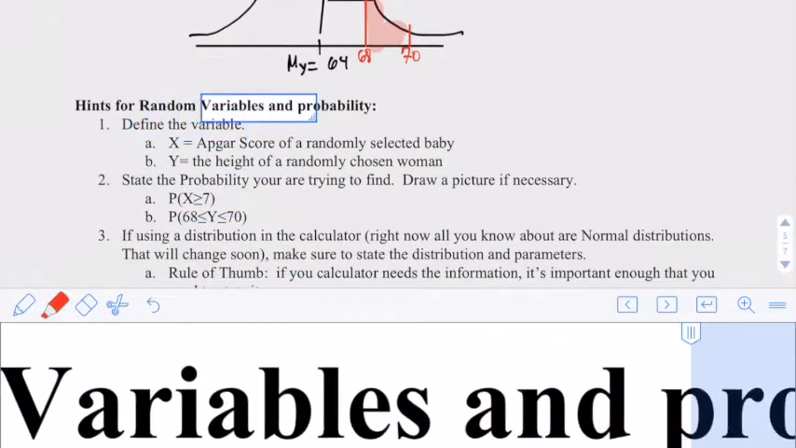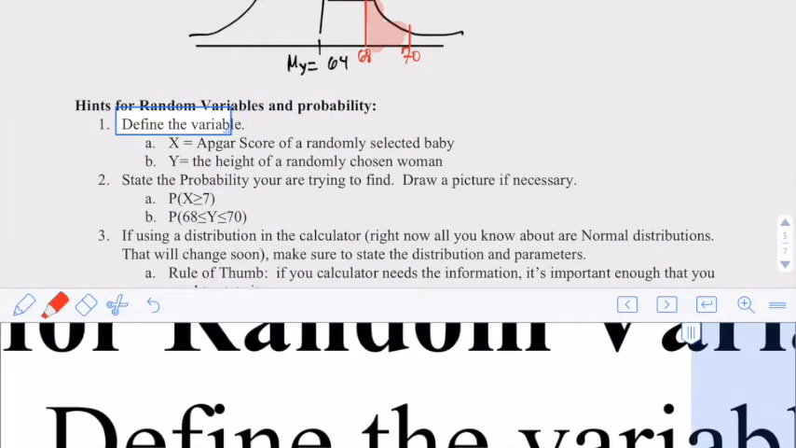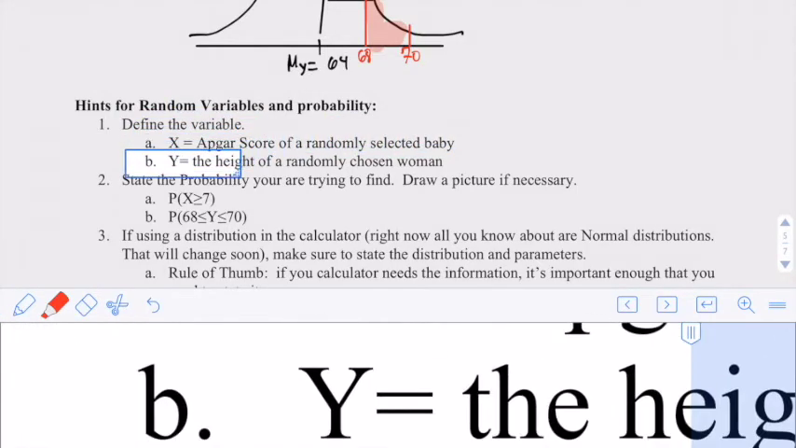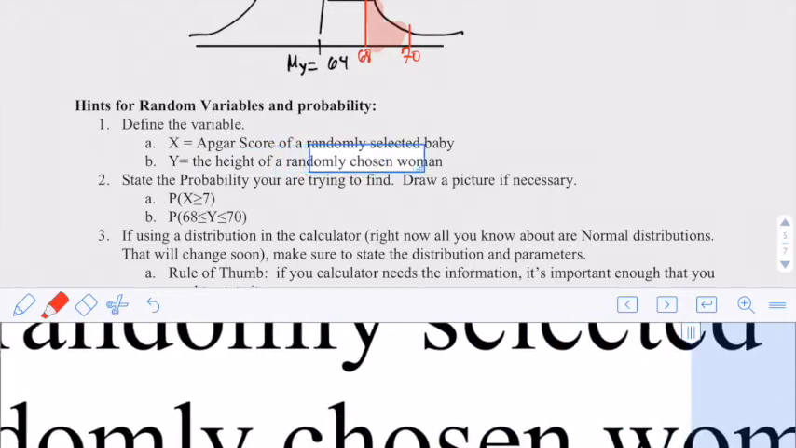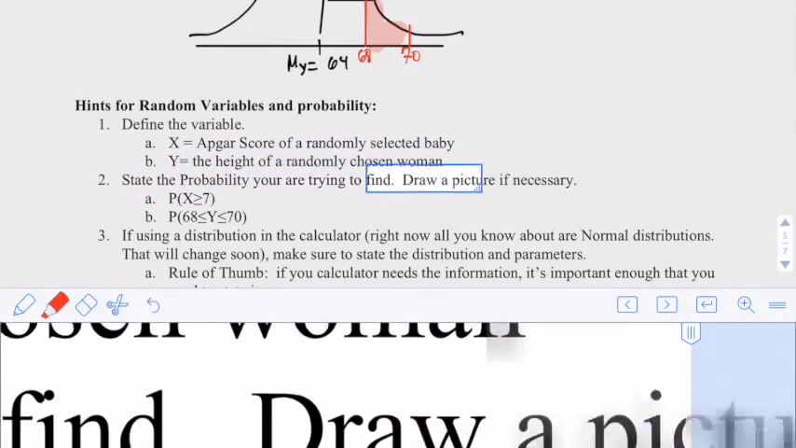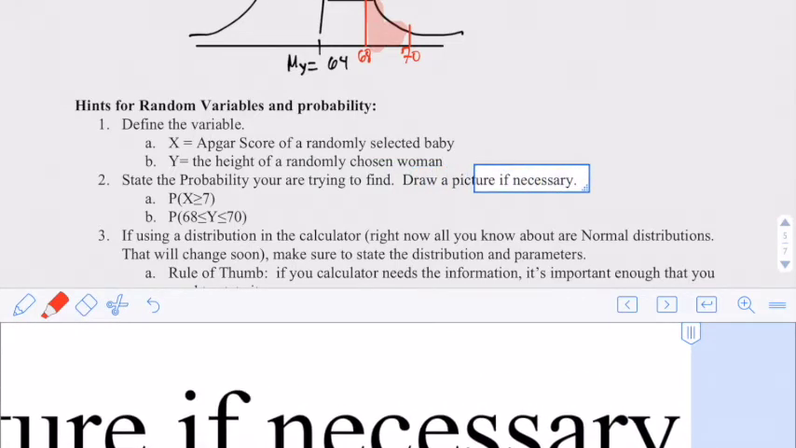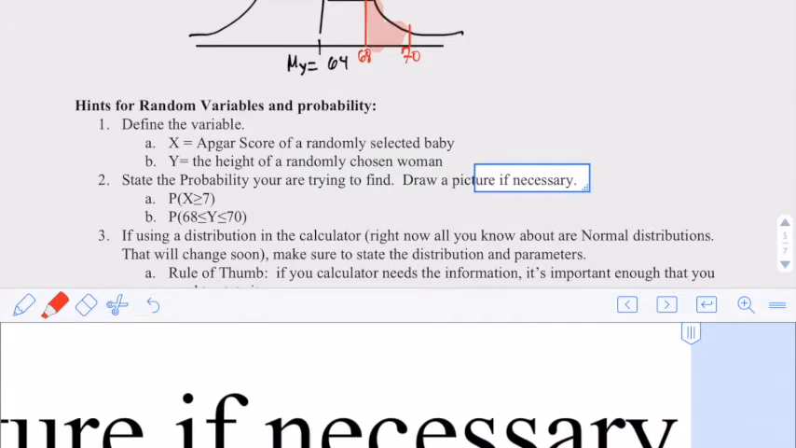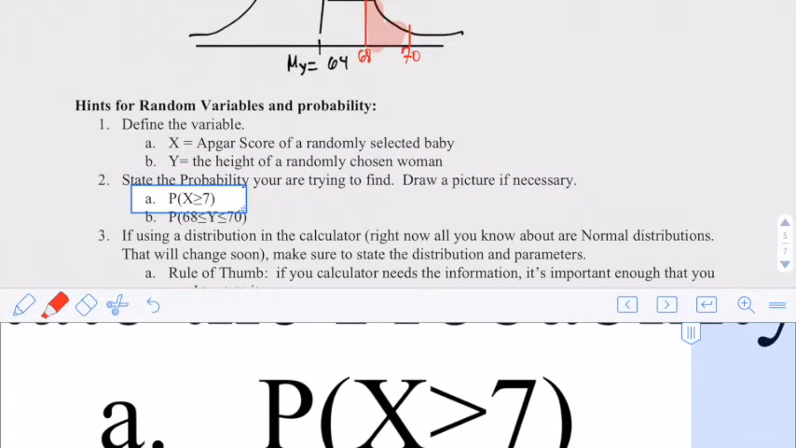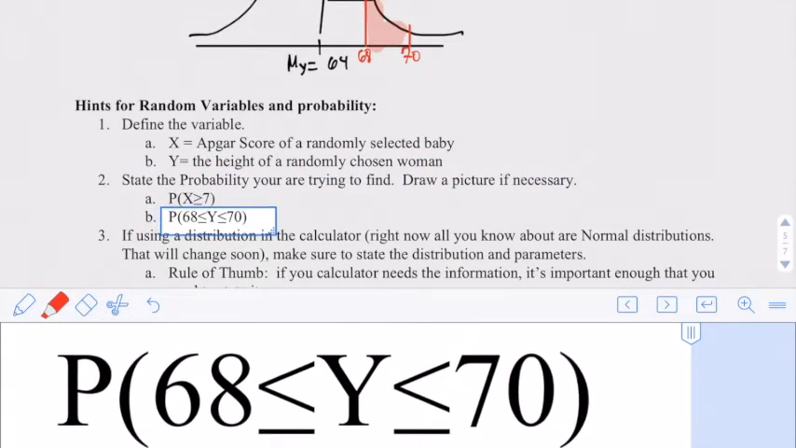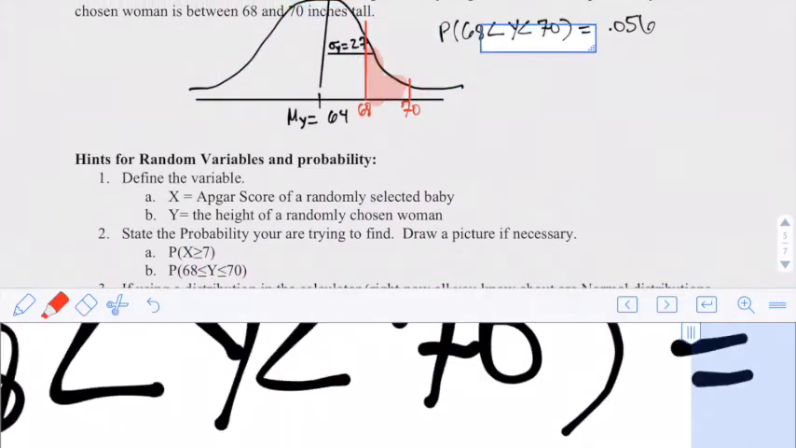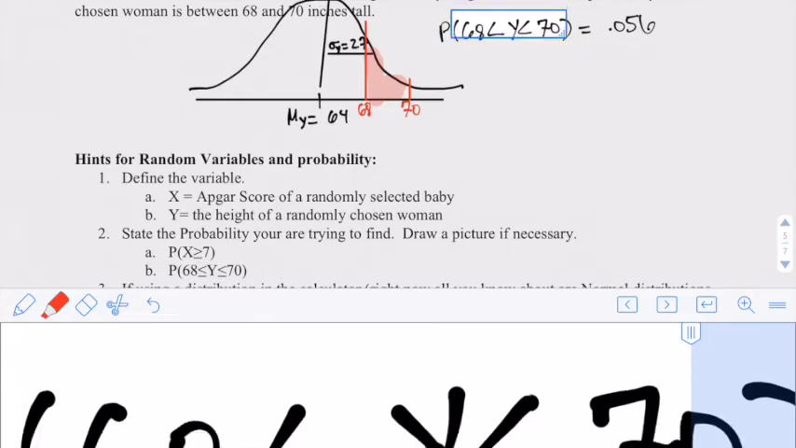So hints for random variables and probability. You need to define the variable. So x was the APGAR score of a randomly selected baby. Y was the height of a randomly chosen woman. We state the probabilities you are trying to find, and you're going to draw a picture if necessary. So if you're using a normal distribution, you're going to draw a picture. So remember, this was x greater than or equal to 7, and the other one was between 68 and 70. Now, because this was a continuous random variable, the symbols don't matter so much.